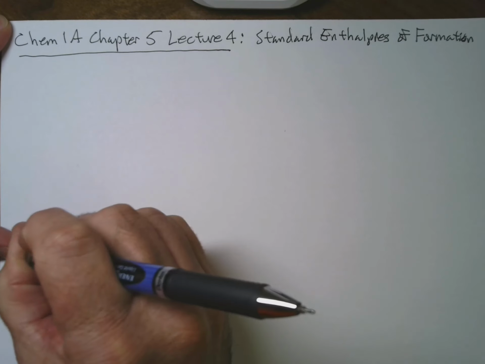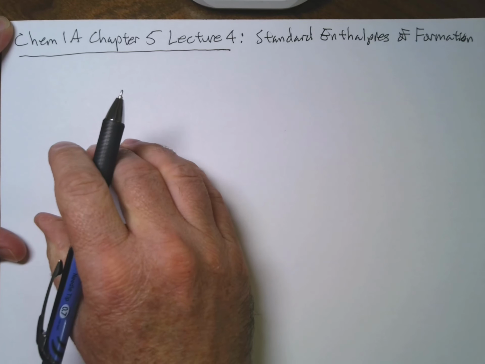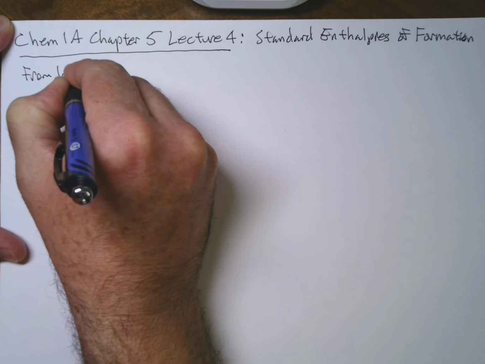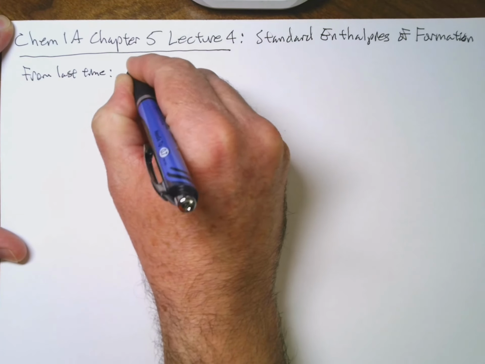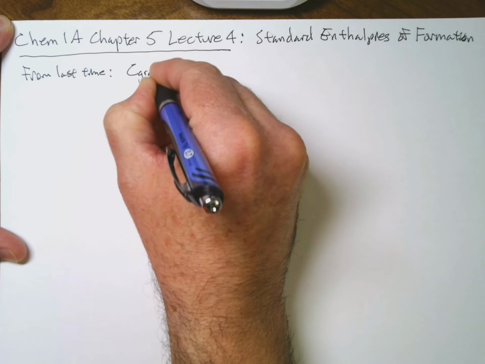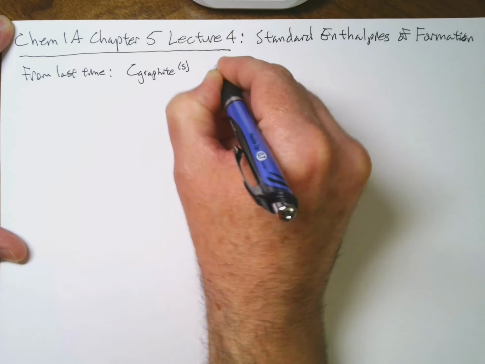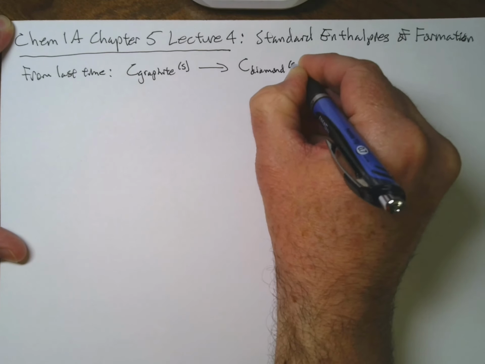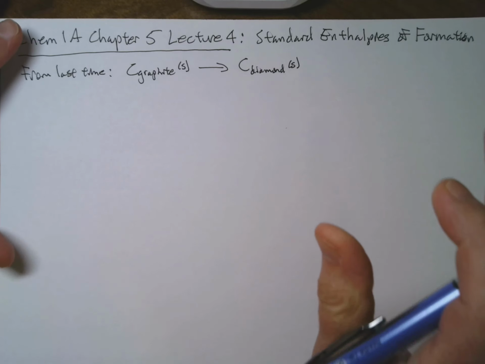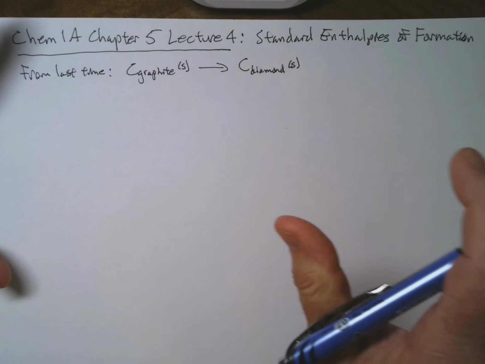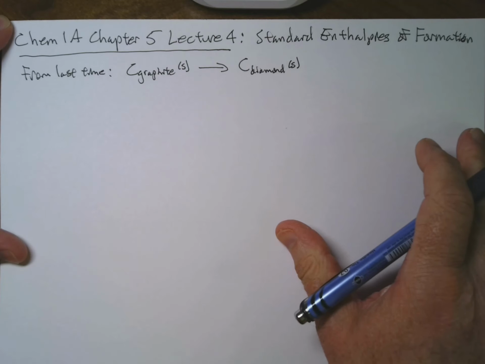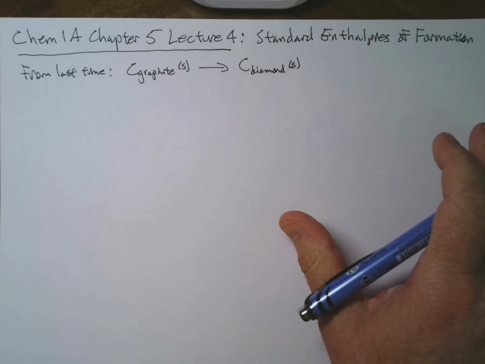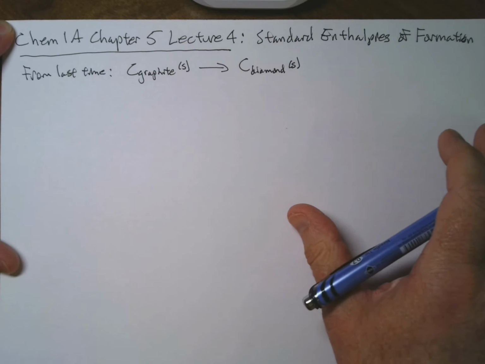So why don't we start by looking at the graphite to diamond reaction again. From last time, we have carbon in graphite form reacting to give carbon in diamond form. Now remember, we can't get delta H directly as the process is too slow under normal conditions or too extreme under laboratory conditions. But we can get delta H from heats of combustion, which is what we did.